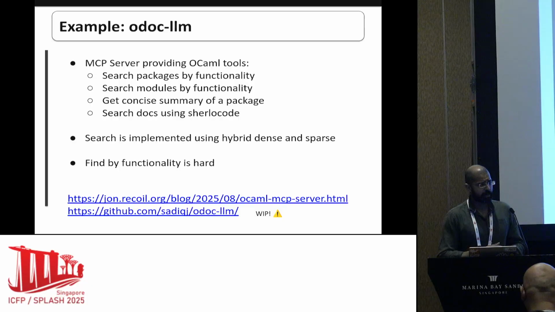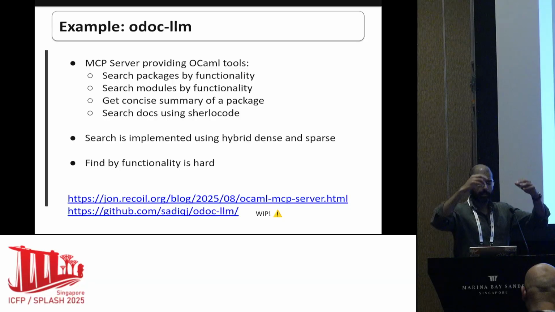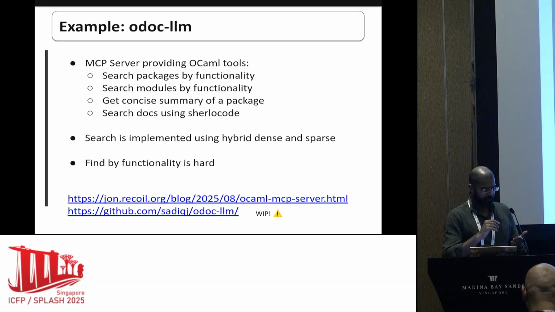So ODoc LLM is a prototype that John Ludlam and I created. It essentially takes ODoc's documentation, then does hybrid search, so it embeds all of the documentation for a package. It also builds a hierarchy of documentation, so it recursively summarizes it. And it then does a sparse keyword-based search on that. And it gives 4 different tools for an agent.